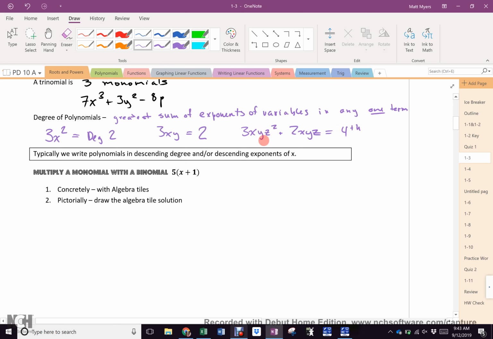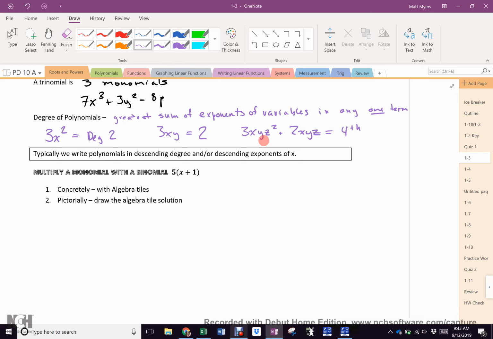Easy peasy lemon squeezy. If there's no variables, does it have a degree? No. Why not? Because there's no variables. The degree is based on the variables. Well, I mean, wouldn't it have a 0 degree? 0 is nothing, right? So it's got no degree.